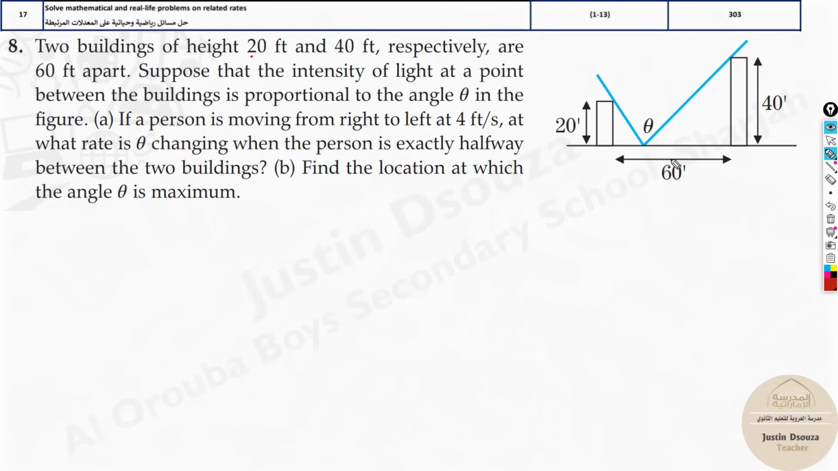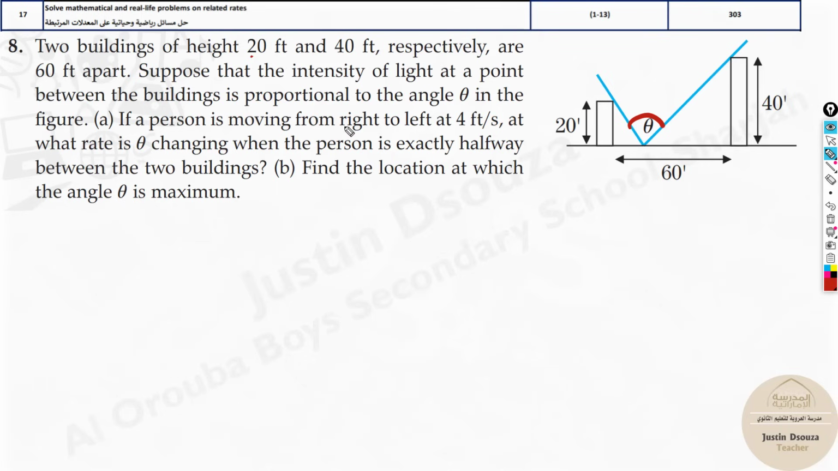And they are 60 feet apart. This dash indicates feet. If it's a double dash, it's inches. Suppose that the intensity of a light at a point between the buildings is proportional to the angle in this figure. Now imagine the two intensities of this light. This is the angle formed.